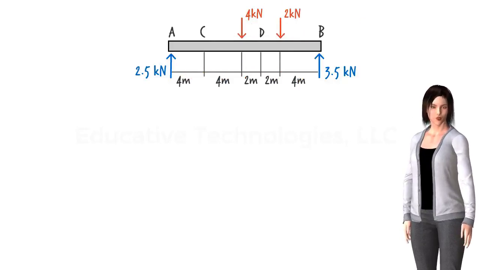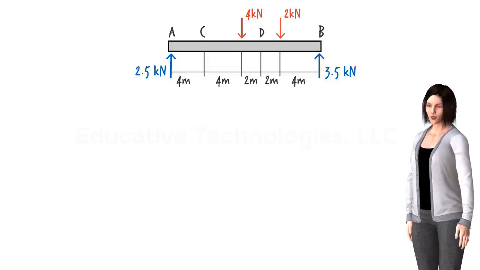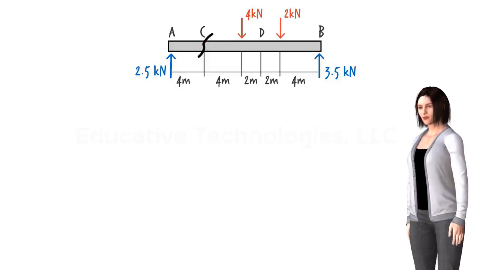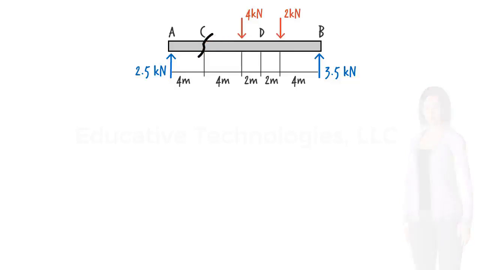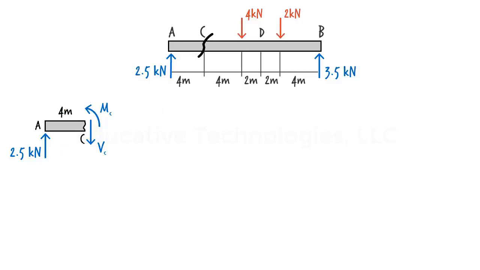Now, to determine the shear and moment at point C, we conceptually cut the beam at C and draw the free body diagram for either the left segment or the right segment, whichever is more convenient. Let's pick the left segment. Here is its free body diagram. Note that I did not draw the internal axial force at C, since I already know there is no axial force present in the beam.